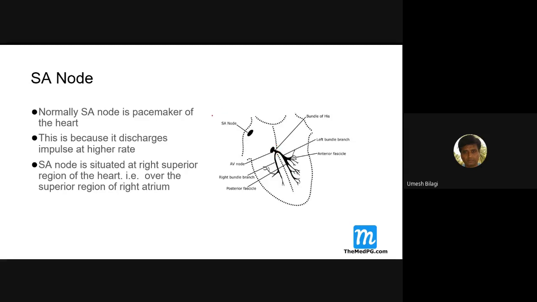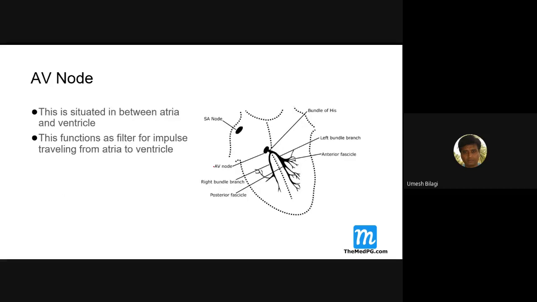As the SA node is discharging at a higher rate, this can be an MCQ. Why is the SA node the pacemaker of the heart? They can ask like that. This is because the SA node discharges at the higher rate, the number of impulses per minute, compared to the rest of the heart. That's why it is the pacemaker of the heart. The SA node is situated, as I told you, in the right superior region of the heart. Okay, I'll go to the AV node.